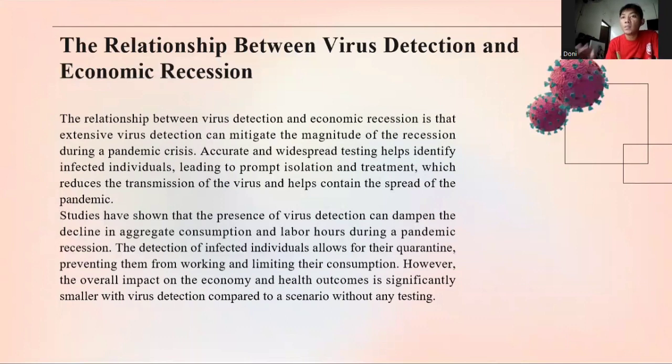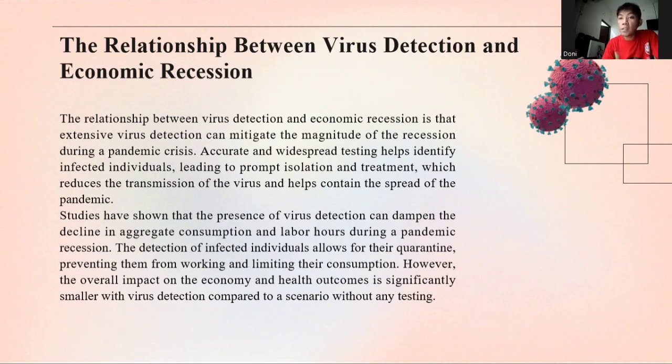The relationship between virus detection and economic recession is that extensive virus detection can mitigate the magnitude of the recession during a pandemic crisis. Accurate and widespread testing helps identify infected individuals, leading to prompt isolation and treatment, which reduce the transmission of the virus and help contain the spread of the pandemic.